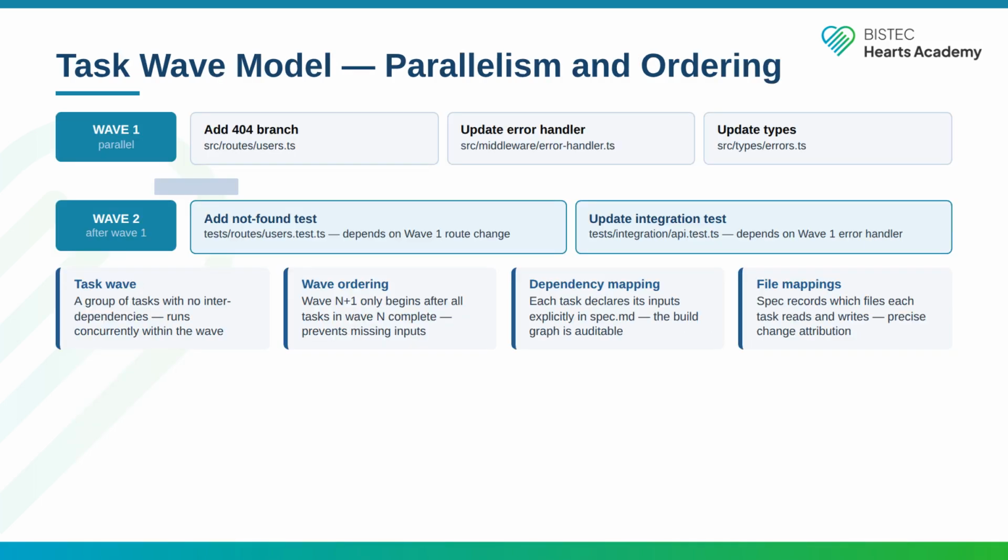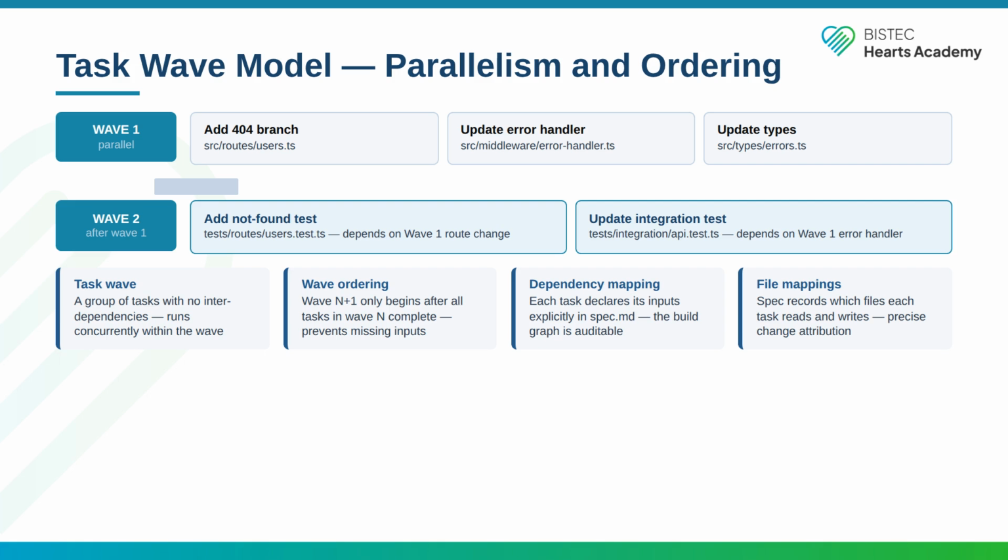Task waves are the mechanism SpecClaw uses to control parallelism and dependency ordering in a build. A task wave is a group of tasks that share no interdependencies. All tasks in the same wave can run concurrently. Wave ordering means wave 2 only begins after every task in wave 1 completes, preventing any task from consuming inputs that do not yet exist.